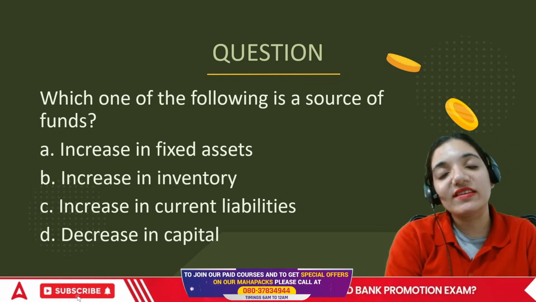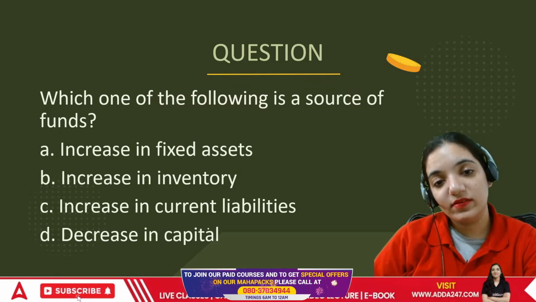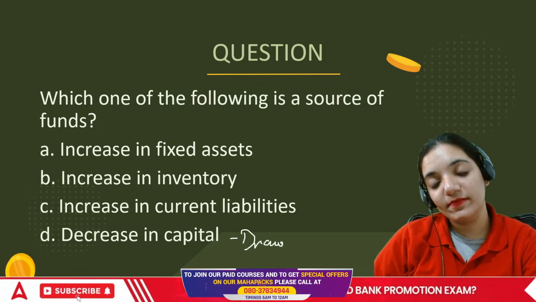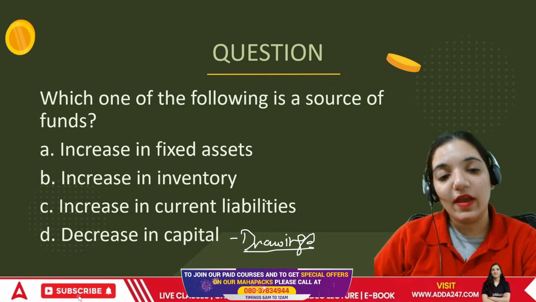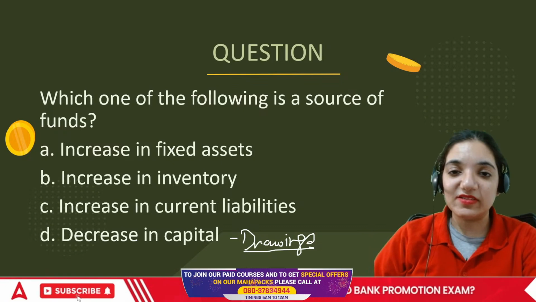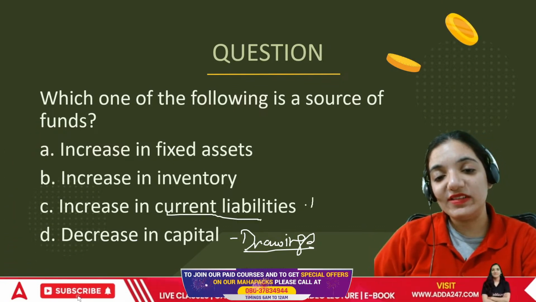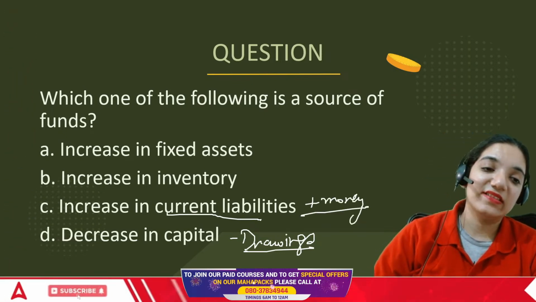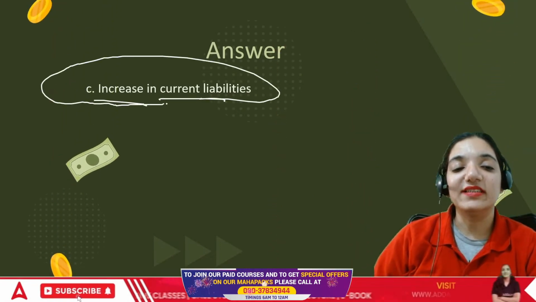The moment there's a decrease in capital, that means I've taken the money out of my business, which is called drawings. And when we look at the increase in current liabilities, everyone, it means I'm getting more loans, and more loans means plus money. So in this case, the correct answer is increase in current liabilities.